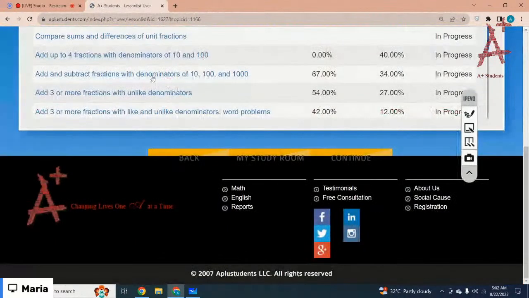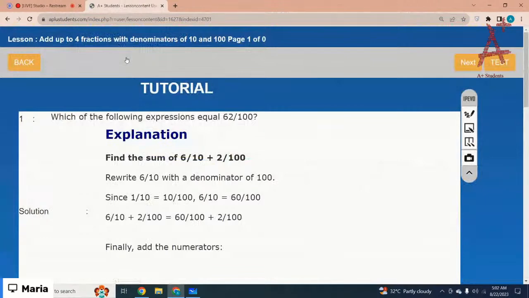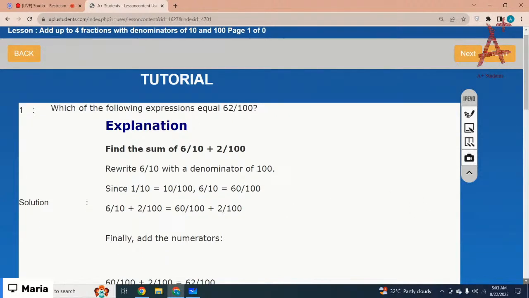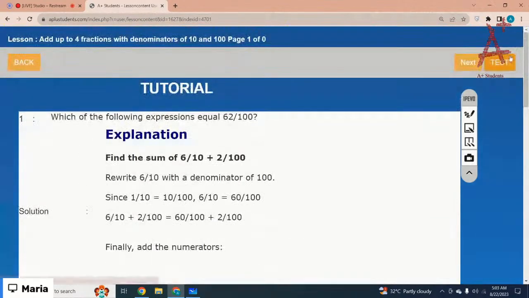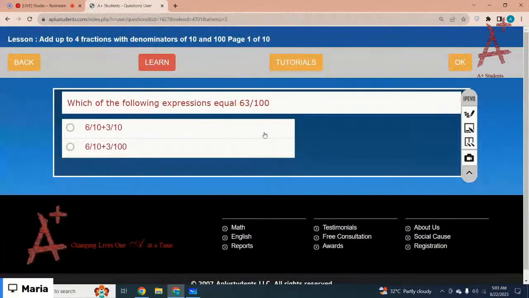Okay, the next one is add up to four fractions with denominators of 10 and 100. So let's just start with the first one. This first example is which of the following expressions equals 62 over 100? So you are not given the options here. Let's just start with the practice questions. Which of the following expressions equals 63 over 100?